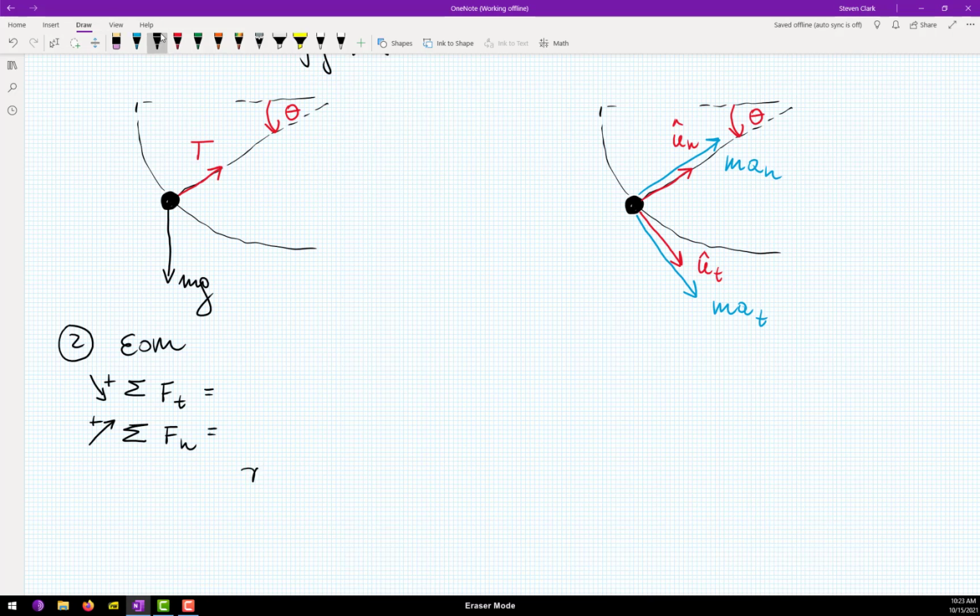I know something broke with my OneNote. For some reason I can't erase this thing. Okay, we have to live with this. Sorry. Okay, on the T direction. Aha, so we have to do some projections. We have to project mg on this direction and on this direction.